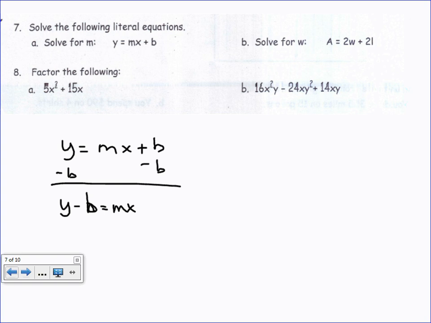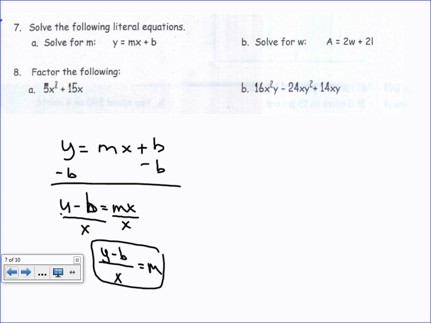Okay? Let's look now at the next thing we have. We have m times x. What's the inverse of multiplying by m? So I'd put divided by m. Oh, I'm sorry. This says solve for m, so I wouldn't divide by m. I would actually divide by x. I'd have y minus b over x equals m.